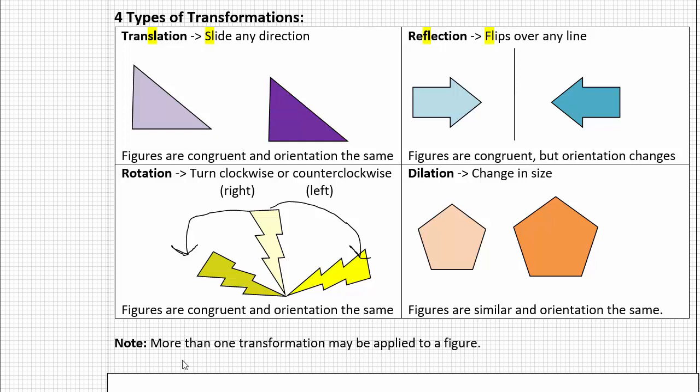It's important to note that when looking at a figure in its original state and its new resulting figure, and we're trying to figure out what transformation may have happened, we want to know that they might have done more than one transformation. You don't have to do them in isolation, so be on the lookout for those types. And in fact, let's get some practice now.